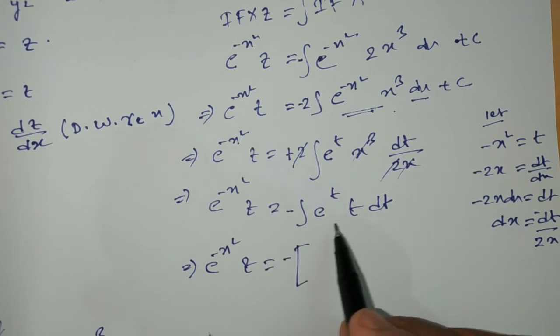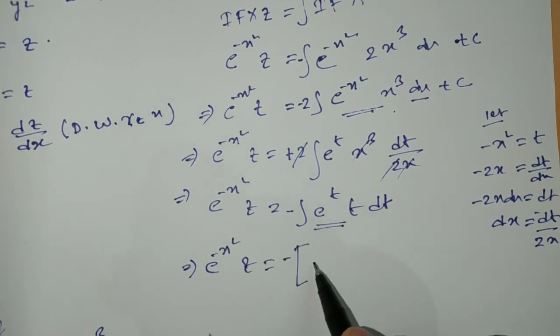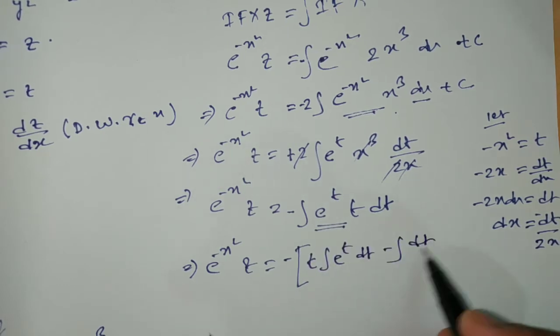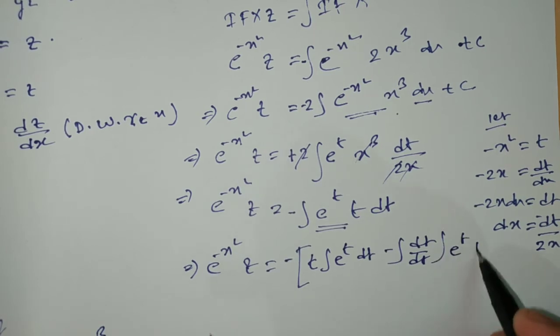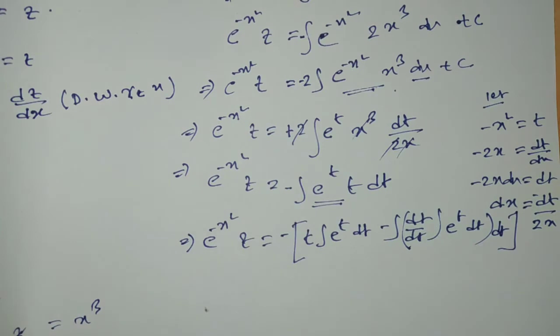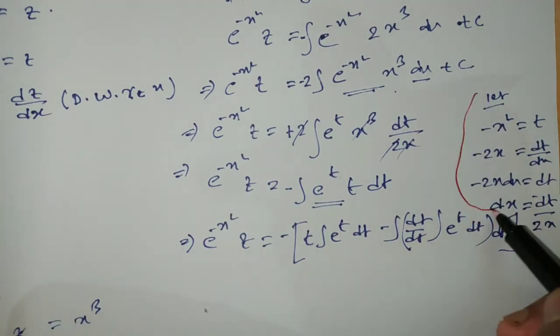So you need to go through the by parts property. So it will be equal to, by the ILATE rule, the algebraic form comes first. That will be t, the integration of e to the power t dt, the differentiation of t, the integration of e to the power t dt. Isn't it? So this is that function.